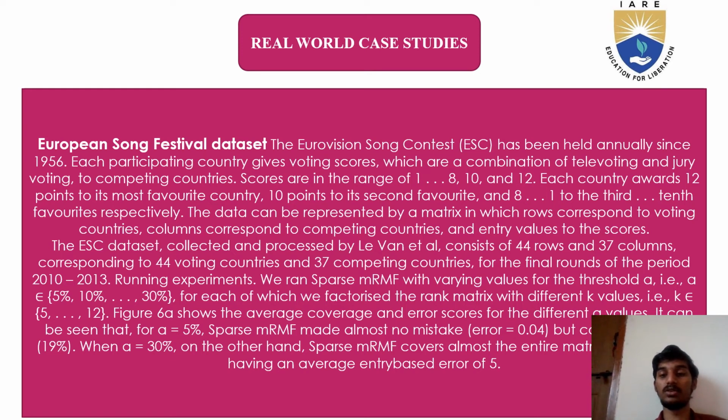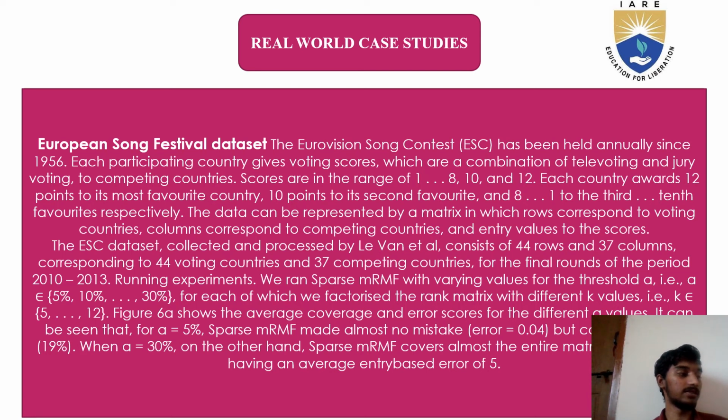For the final rounds of the period 2010-2013, running experiments, we ran sparse MRMF with various values for the threshold. For the threshold, that is, alpha belongs to 5%, 10% to 30%, for each of which we factorize the rank matrix with different k values, that is, k belongs to 5 to 12. The figure shows the average coverage and error scores for different values.